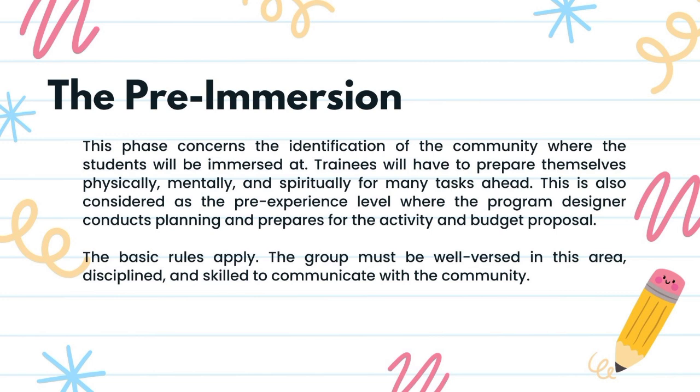The pre-immersion phase is the first step before students go to a community for their immersion. In this stage, the students choose which community they will visit and help. They also prepare themselves in three ways: physically, mentally, and spiritually. Physically, they need to be healthy and ready. Mentally, they are ready for the task and challenges. And lastly, spiritually, it is having the right attitude and values. This phase is like a warm-up or preparation time before the real experience.